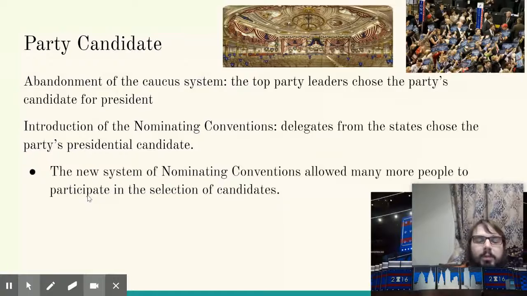Okay, that allowed many more people to participate in the selection of candidates. So this was a way to broaden the number of people involved in selecting the candidates. It allowed basically the average Joe down the street to partake in the process.